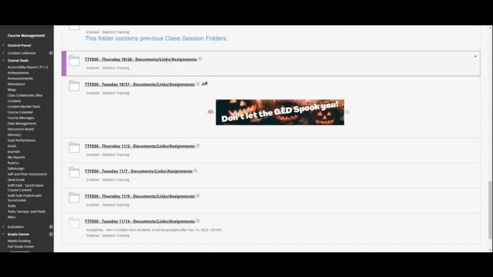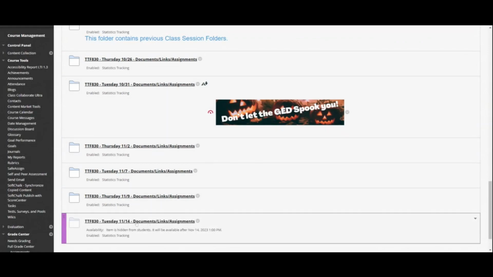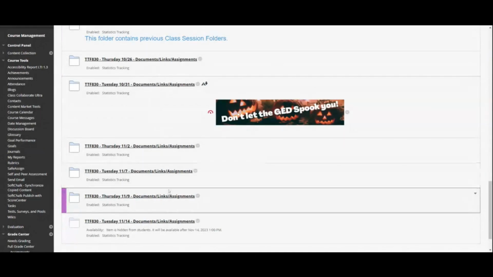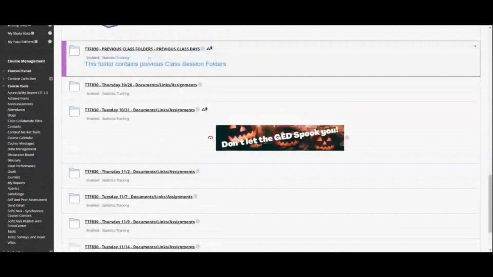I keep about 5 days, 1, 2, 3, 4, 5. You can't see this one yet, but you can see these 5. When this one becomes active, this 10/26 will get moved into this folder, and it will be at the bottom of the page. So it just moves from here and goes to the other folder. Here's where you can find any of the previous class days.